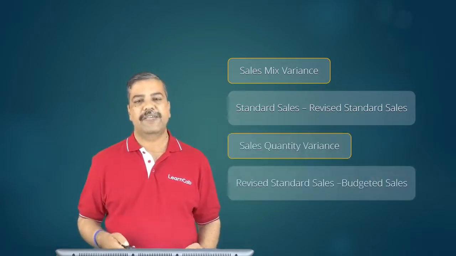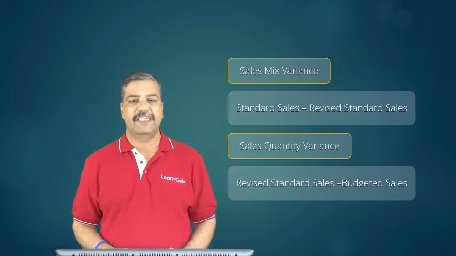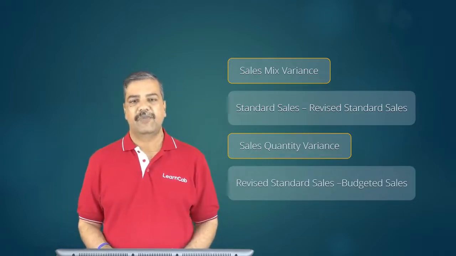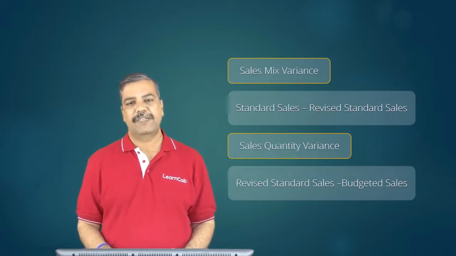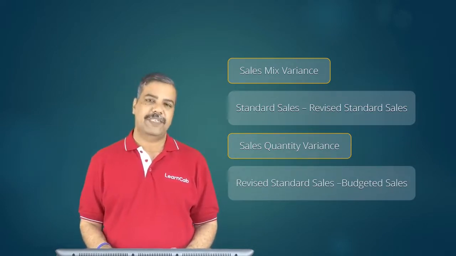Sales quantity variance is revised standard sales minus budgeted sales. Whenever we are talking about quantity variance, we need to compare it with budget. So standard is getting compared with budget here.